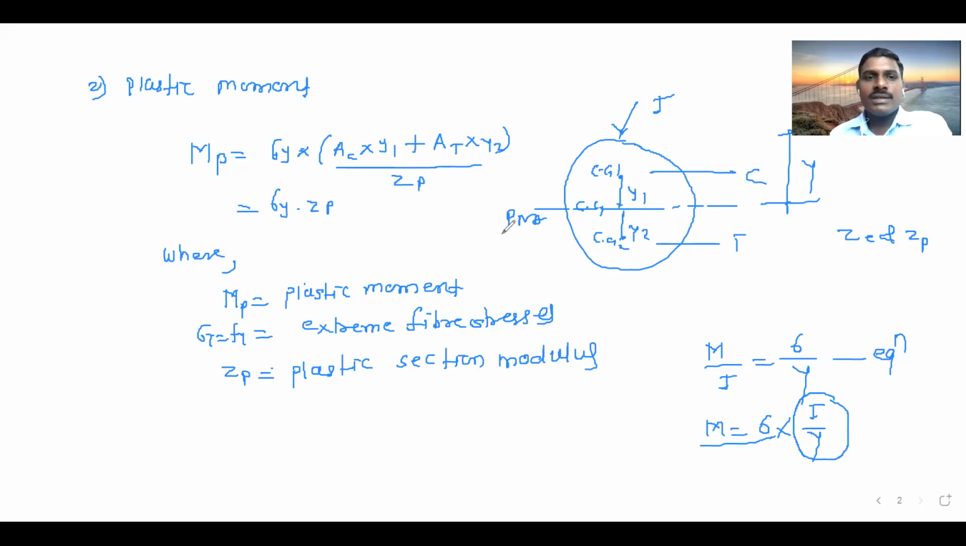So AC is the, what is AC? Area above this neutral axis. Got it? And AT is what? Area below the neutral axis. Y1 is what? Centroidal distance of this above area, and Y2 is what? Centroidal distance of below area from the neutral axis. So this is the ZP.